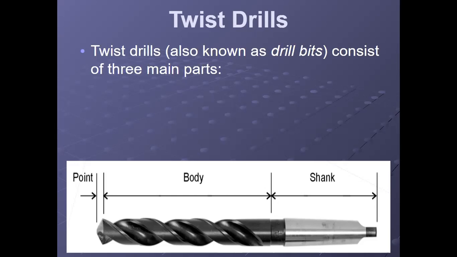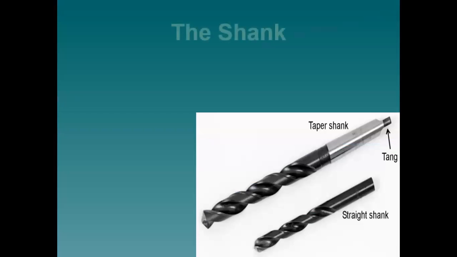Twist drills are also known as drill bits, and they consist of 3 main parts. We talked about those. We got the shank. You see that at the back. We got the taper shank. We got the tang. Straight shank. These ones here on the bottom are going to be more common in the shop.